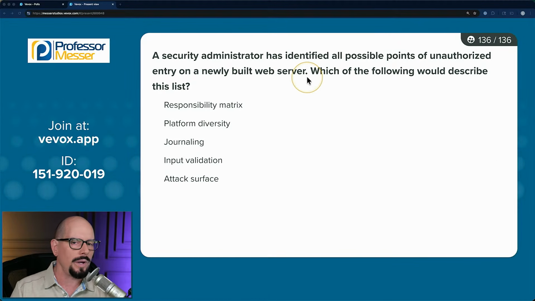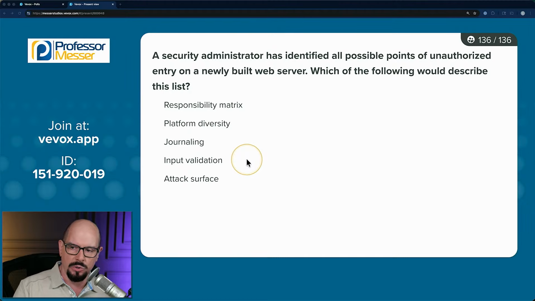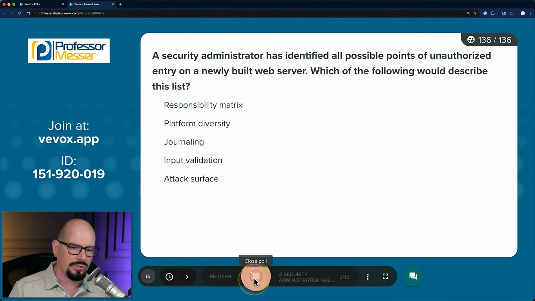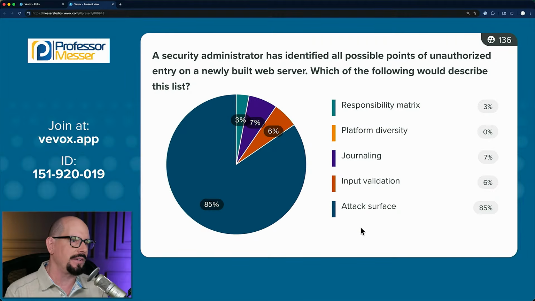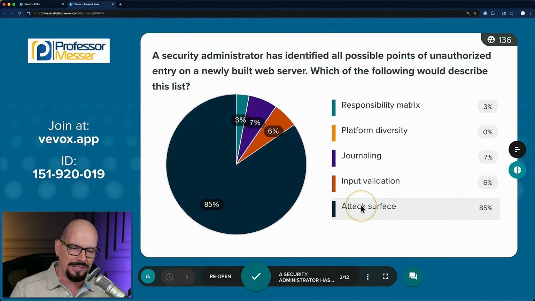Let's go to this question again that asked, a security administrator has identified all possible points of unauthorized entry on a newly built web server. Which of the following would describe this list? Would it be responsibility matrix, platform diversity, journaling, input validation, or attack surface? Let's close our poll and see how you did. And you can see 85% of you say the answer is attack surface.